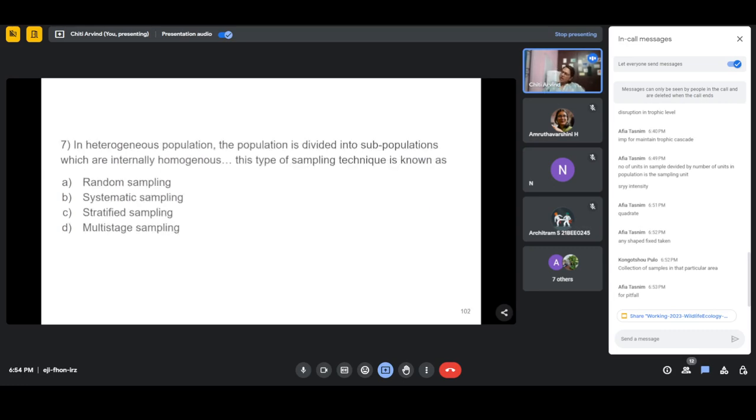So in a heterogeneous population, the population is divided into subpopulations which are internally homogeneous. This particular type of sampling technique is known as random sampling, systematic sampling, stratified sampling, or multi-stage sampling. Random sampling. Okay, so one vote for random sampling. What do the others feel? What type of sampling is comprised?